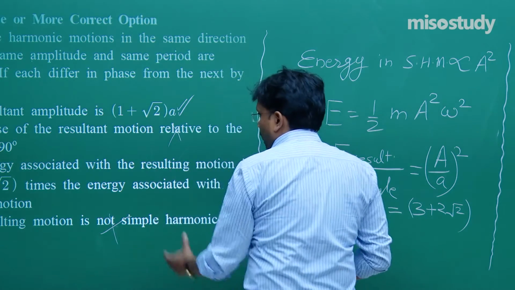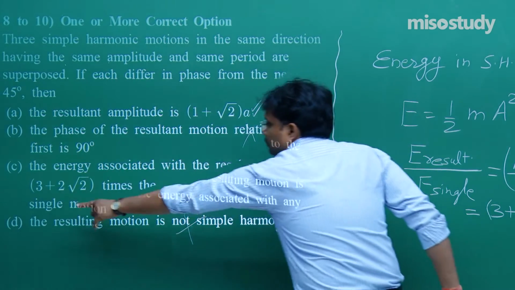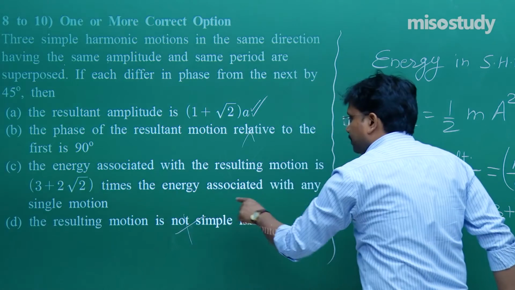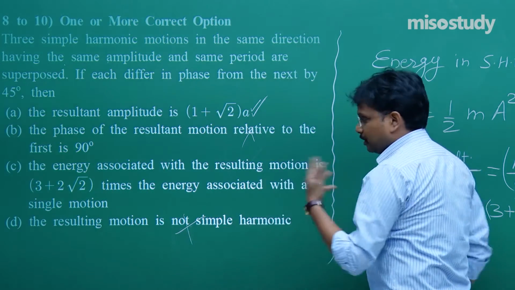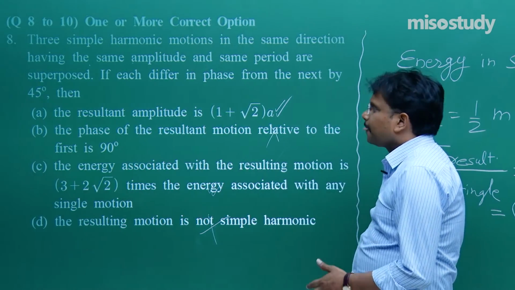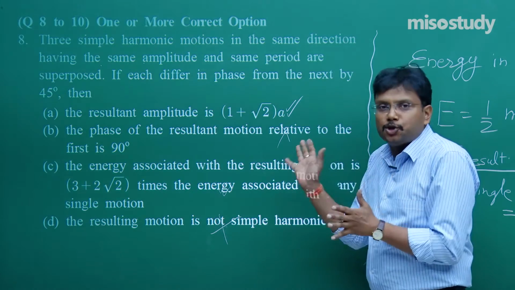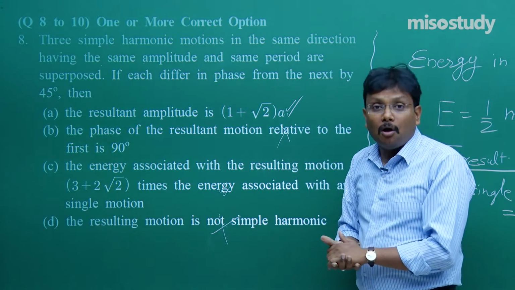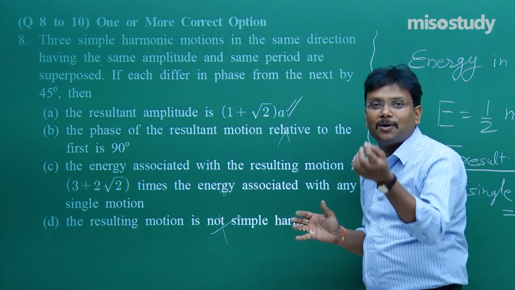So let's try to analyze this. The energy associated with the resulting motion is 3 plus 2 root 2 times the energy associated with any single motion. I hope that is also clear. So the question is not difficult. Up to some extent you can say a long approach is associated, and that too is not long, because we are just using a basic concept that we learned in this particular chapter.